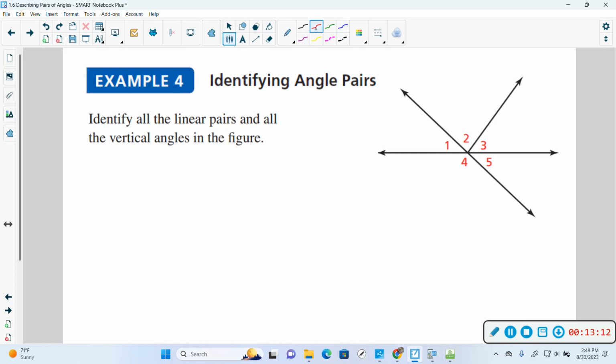All right, identify all the linear pairs. Let's start with that. And I like this problem because they have the angles numbered, so I don't have to do a lot of hard, difficult naming stuff. So here we go. There are 2 pairs of linear pairs. So you're looking for 2 angles that are right next to each other, and they make a line, and they share a side. So one of the linear pairs has angle 1 in it.